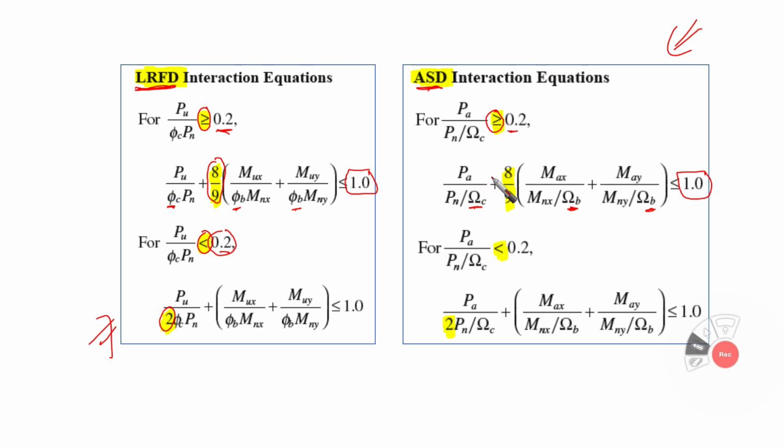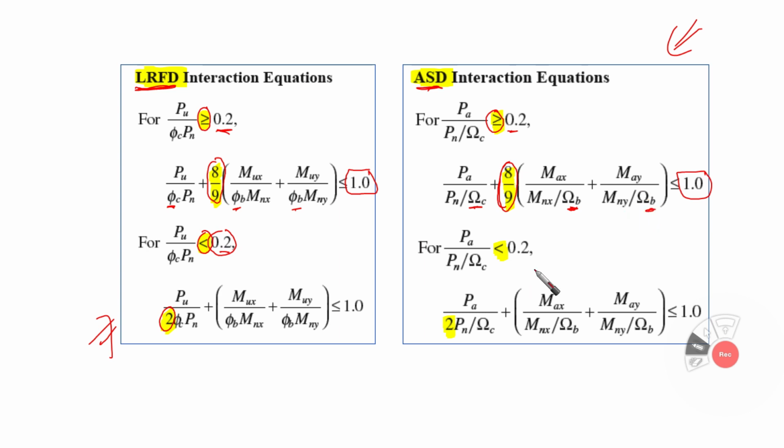So here we are going to have also 8/9 on the moment term. The moment term here is going to be MAX, which is the actual load around X, over MNX, the nominal strength around X, over the safety factor for bending, and MAY, the actual moment around the Y-axis, the required one coming from the load combination, over MNY, which is the nominal moment around Y, divided by the safety factor.